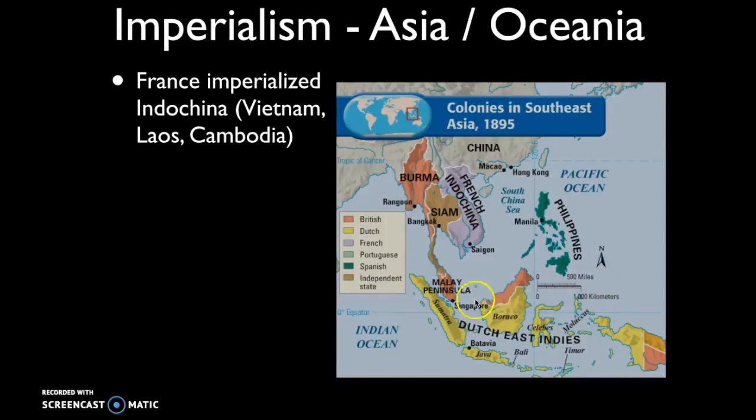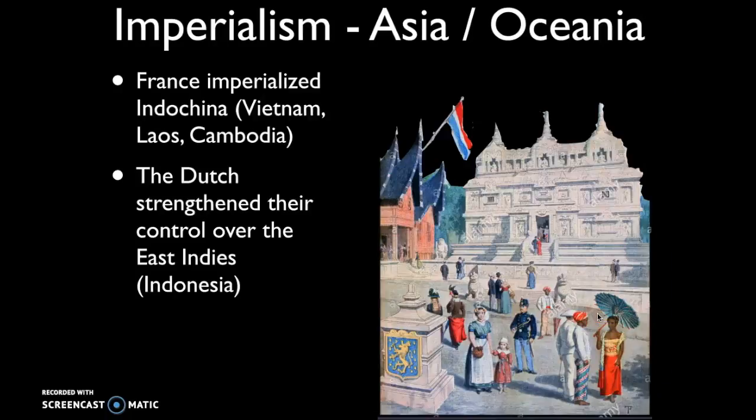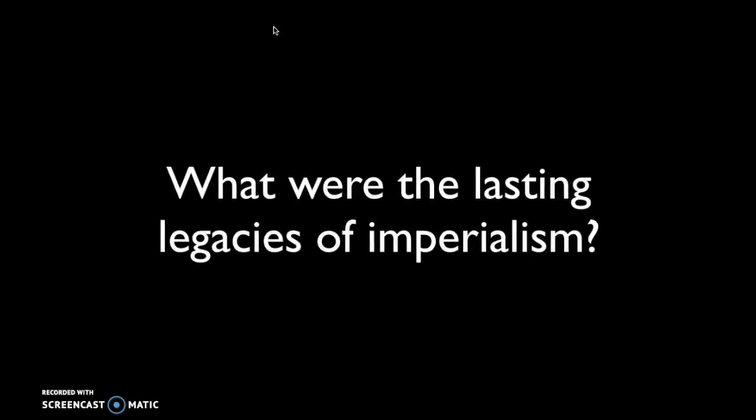So we have the Dutch down here in Indonesia, and you may recall in period 4, it was the Dutch who were extracting spices out of these islands, and it became a very lucrative colony for that reason. And so the Dutch are going to strengthen their control over the East Indies, what is today the modern day country of Indonesia. So what were the lasting legacies of imperialism?